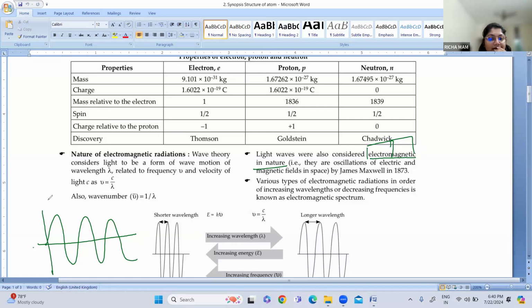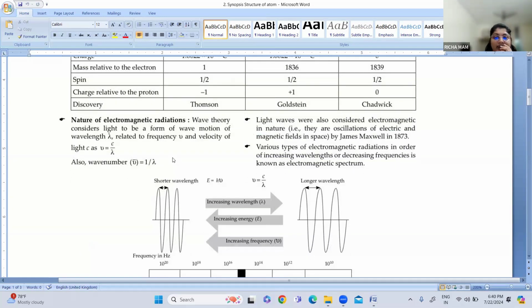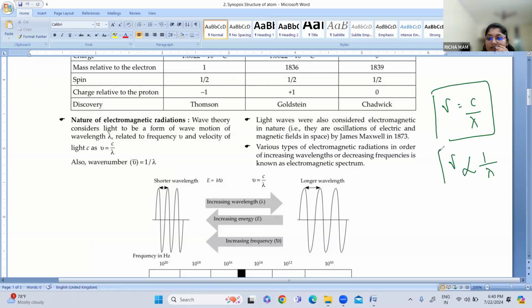So there are different electromagnetic radiations, and these different electromagnetic radiations are arranged either in increasing wavelength or decreasing frequency. Why are we saying increasing wavelength and decreasing frequency, students? Because wavelength is inversely proportional to frequency. So if you increase the frequency, wavelength will decrease, or if you increase the wavelength, frequency will decrease. So it is vice versa.